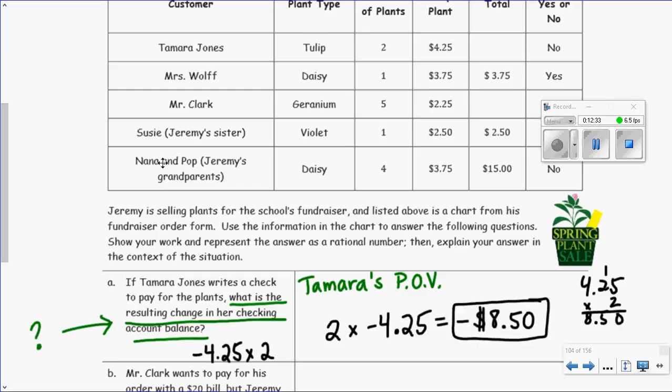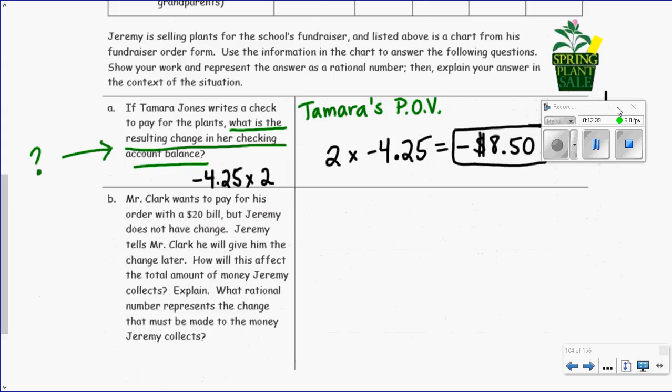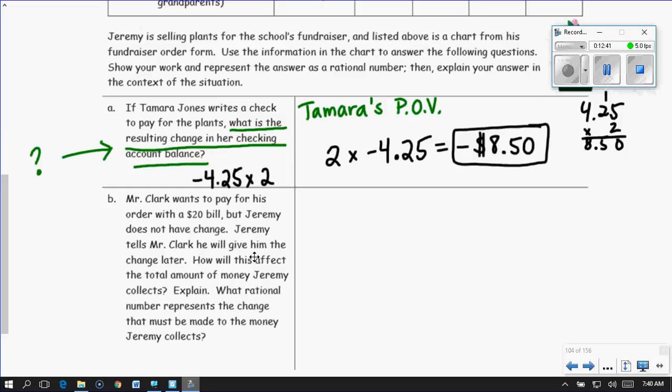Okay, the next one, Mr. Clark. We've got Mr. Clark right here with the geraniums. Mr. Clark wants to pay for his order with a $20 bill, but Jeremy does not have change. That's a very realistic scenario that you might not have change at that moment, so you have to figure something out later. Jeremy tells Mr. Clark he will give him the change later.